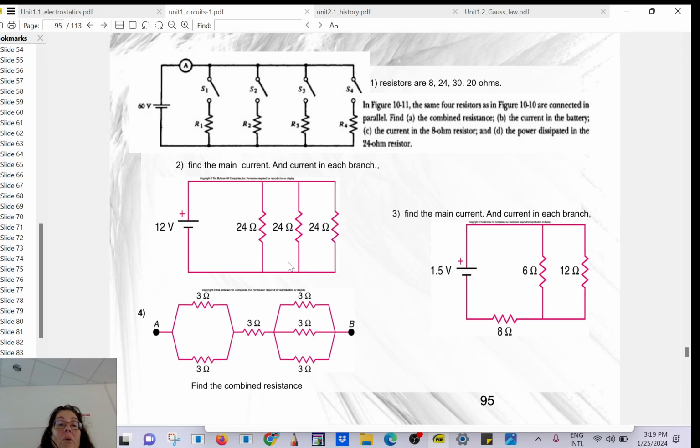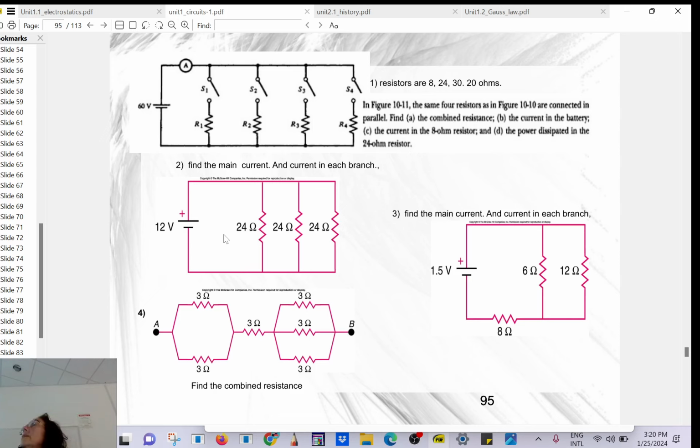You have 24 ohms, 24 ohms, 24 ohms. Are they in parallel or in series? Very good. They have the same number here, right? So what do you think the equivalent resistance will be? 8, very good. Everything happens like I have an 8 ohm resistance, right? You can do the recipe if you want. So what's going to be the main current? What will you do? Exactly. So 12 equals 8 times I. How much is that? 1.5 amps. Do you all agree with that?